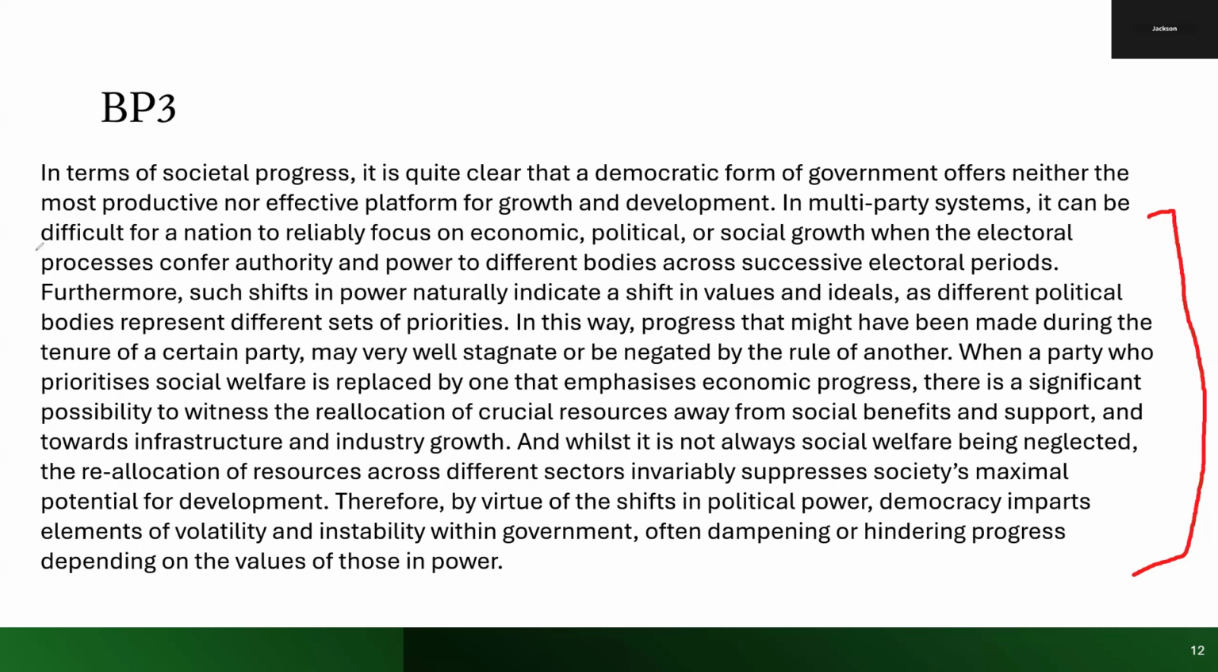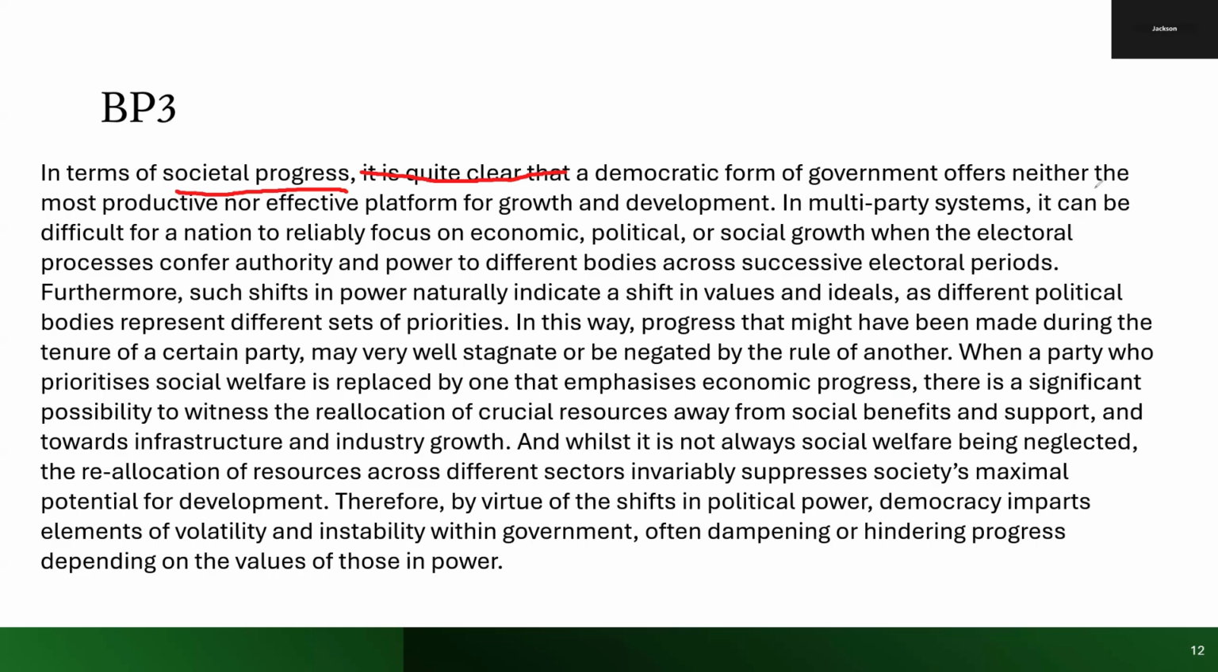Of course, then coming to the weaknesses related to the content, the main issue that we have is excessive wordiness and lack of substance. What do I mean by this? So we're talking about societal progress, sure, but this part here is unnecessary. It is quite clear that we can just say a democratic form of government offers neither the most productive nor effective platform for growth and development. That's it. We don't need to have that. It is quite clear.